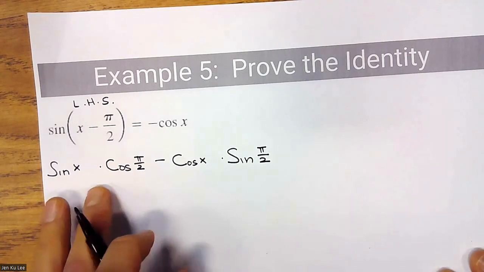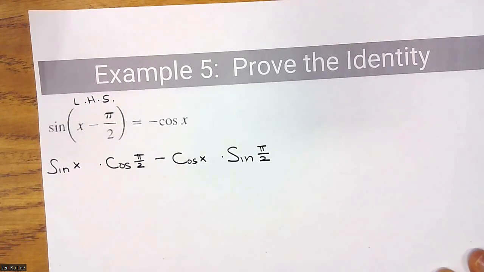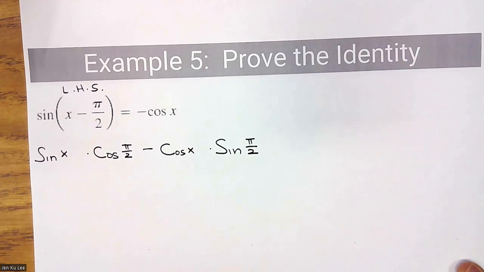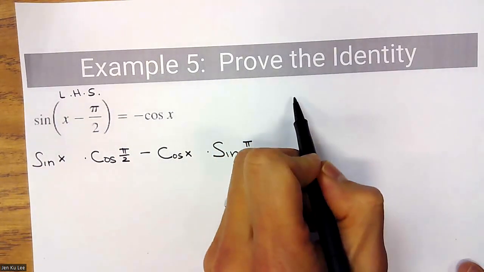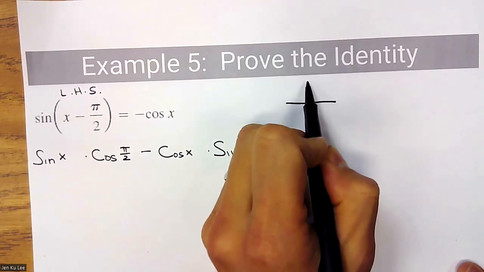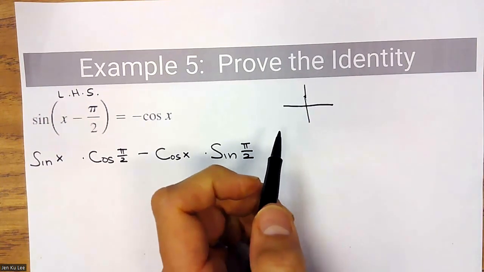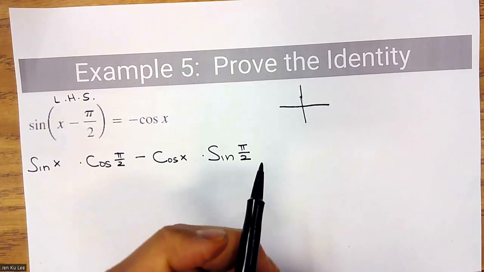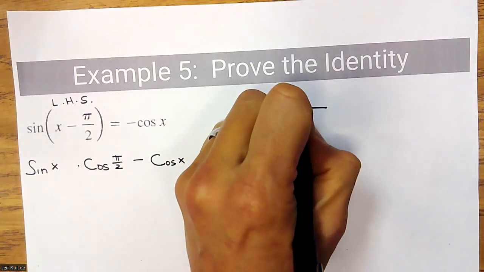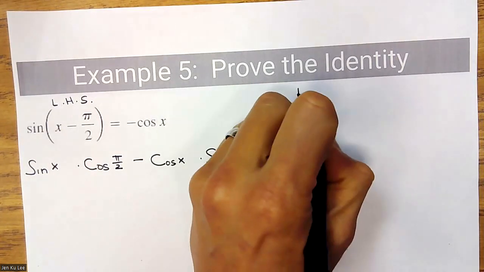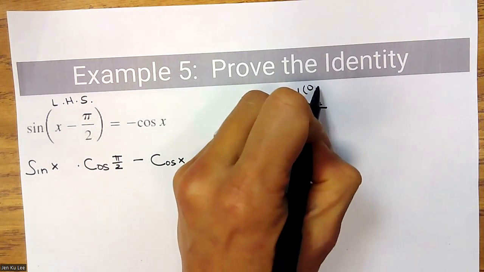So now I look at it, sine of x, I can't do anything with. I don't know the angle measure for that, but I do know the angle measure for pi over 2. So I need the sine and cosine for pi over 2. I'm going to draw a mini xy graph here. Where is pi over 2? What is that in degrees? 90 degrees, right? So it's right here. And on this unit circle, pi over 2, this point is (0, 1).